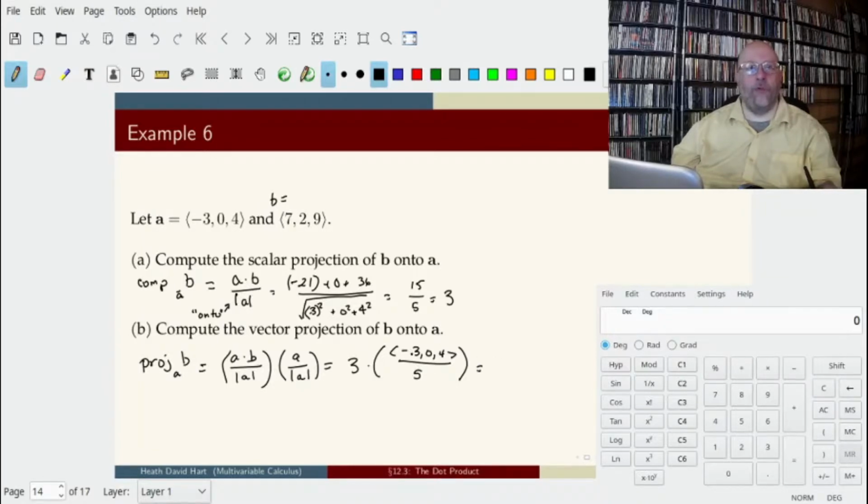So 3 times negative 3 over 5 is negative 9/5. 3 times 0 over 5 is still 0. And 3 times 4 over 5 is 12 over 5. And that is the vector projection of B onto A. All right. Well, let's move on.